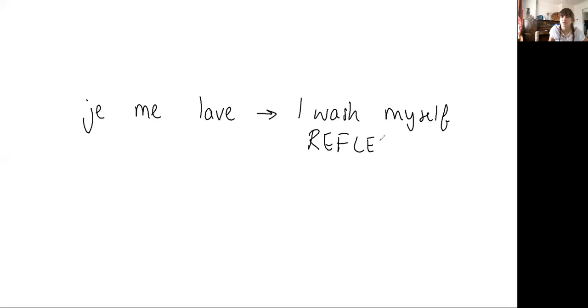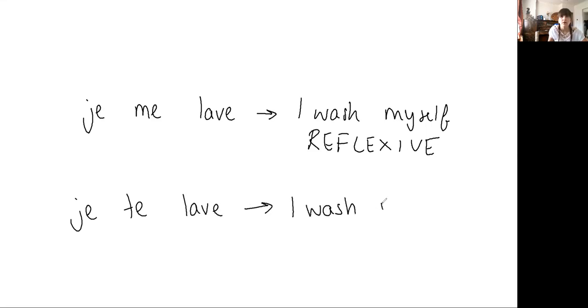So we are reflexive. Okay, and then if you decide to change it and write je te lave, which is correct, okay, but it's not reflexive anymore. It means I wash you. You're not doing the action to yourself anymore. You're doing it to someone else. It's not reflexive. It's more something that you would do to someone else.